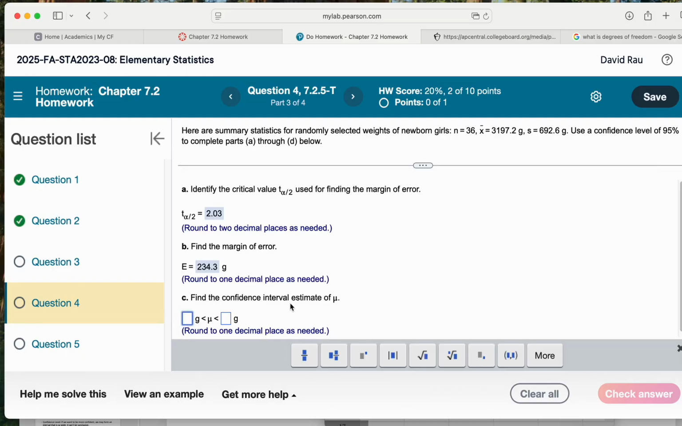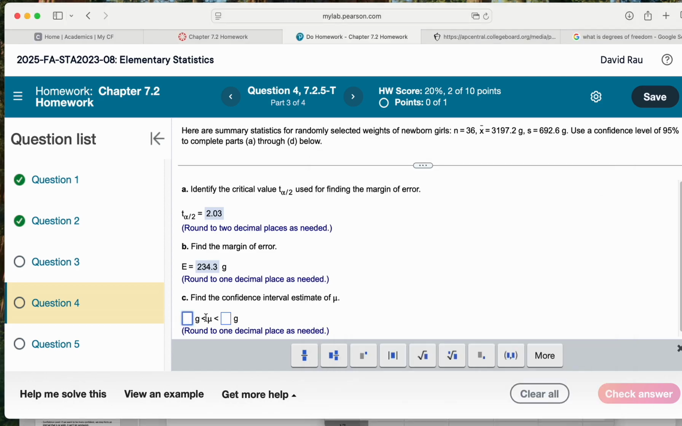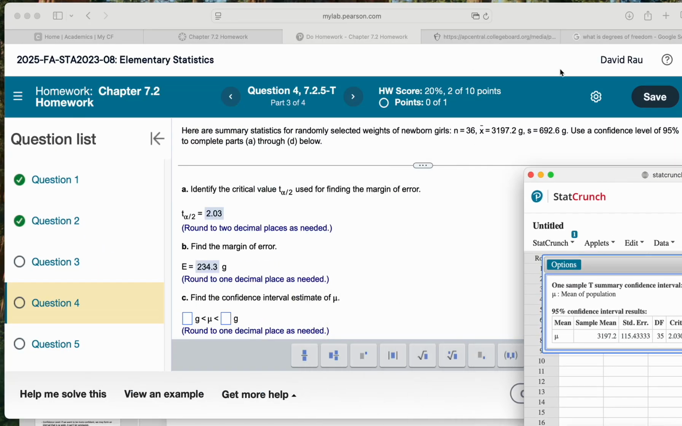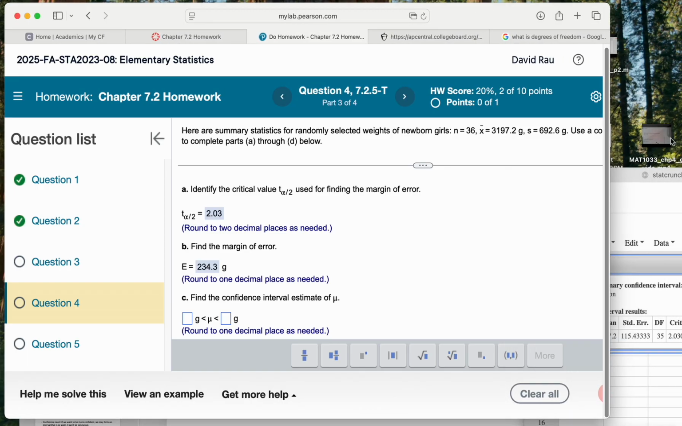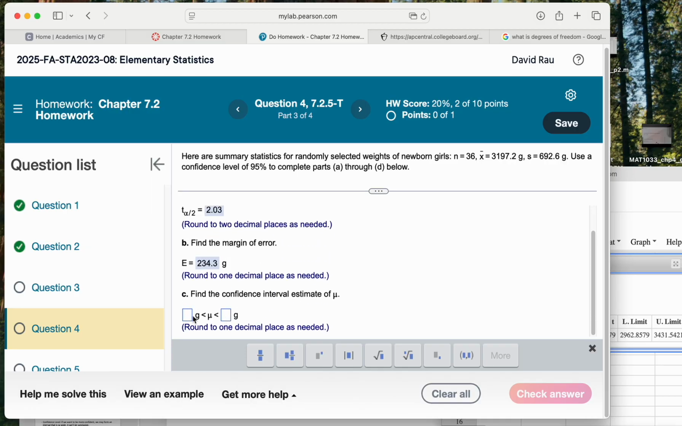All right. Finally, what's the interval? And well, that was just there in the StatCrunch window. It's going to go away, so let me just move it off the page. I can see it, but I know you can't as I type it in. All right, the 2962.9, and then I've got the 3431.5.